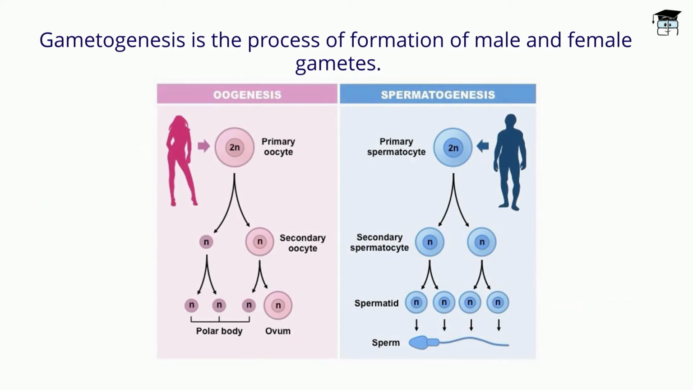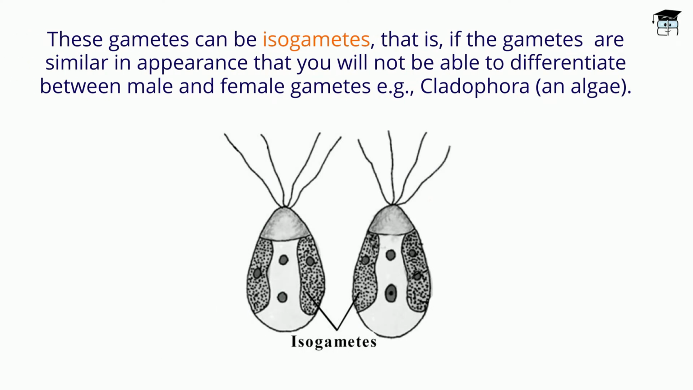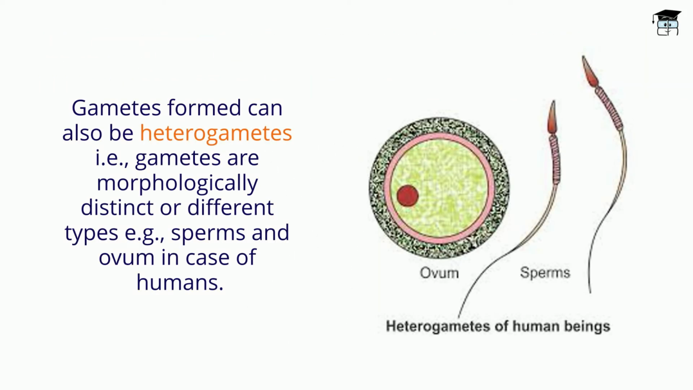Gametogenesis is the process of formation of male and female gametes, and these gametes can be isogametes, that is, if the gametes are similar in appearance, so that you will not be able to differentiate between male and female gametes, for example, in Cladophora and other algae. Gametes formed can also be heterogametes, that is, gametes are morphologically distinct or of different types, for example, sperms and ovum in the case of humans.